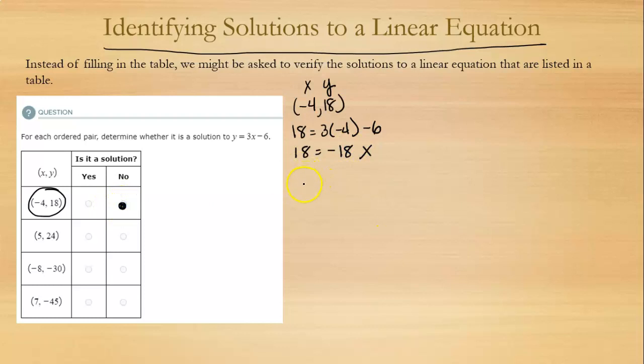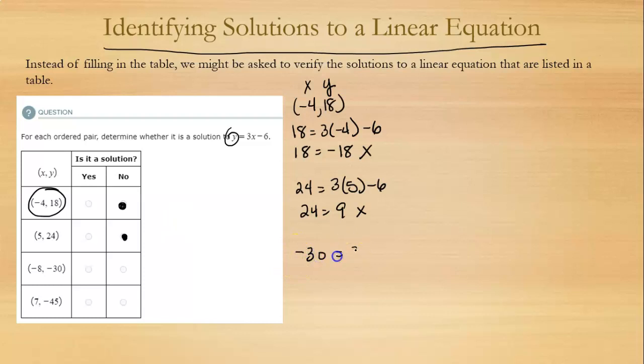For 5 and 24, this becomes 24, because I put the y where the y goes in the equation, equals 3 times x, which is 5, minus 6. 3 times 5 is 15. 15 minus 6 is 9. Those do not match, so we say no.